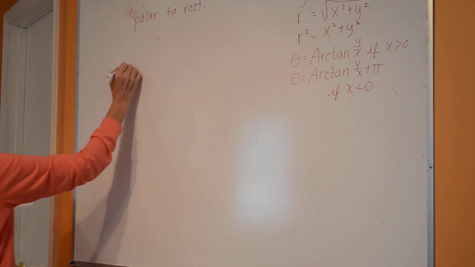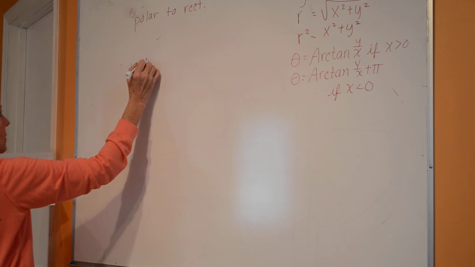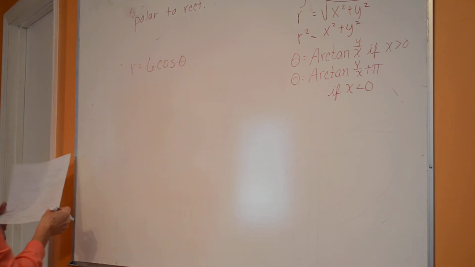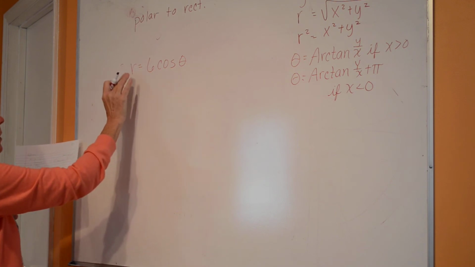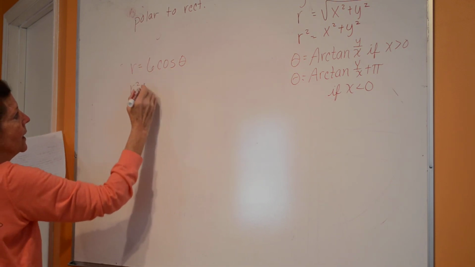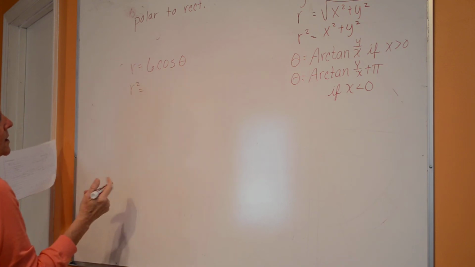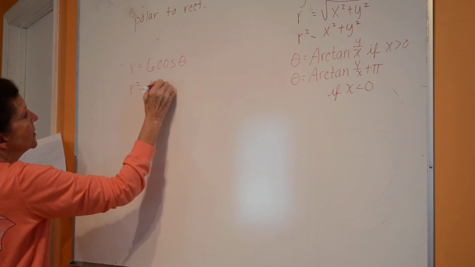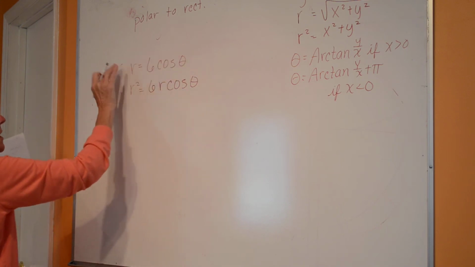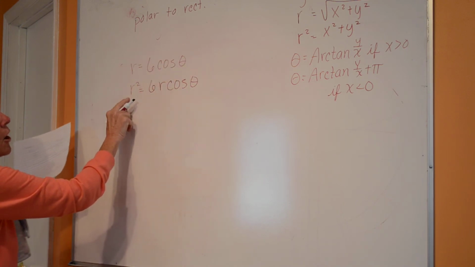All right, so let's say I have a polar equation, r is equal to 6 times the cosine of theta. Well, I know that if I square both sides, r squared is equal... actually, I'll multiply both sides by r. So I have 6r times the cosine of theta. I've multiplied both sides by r to give me an r squared.